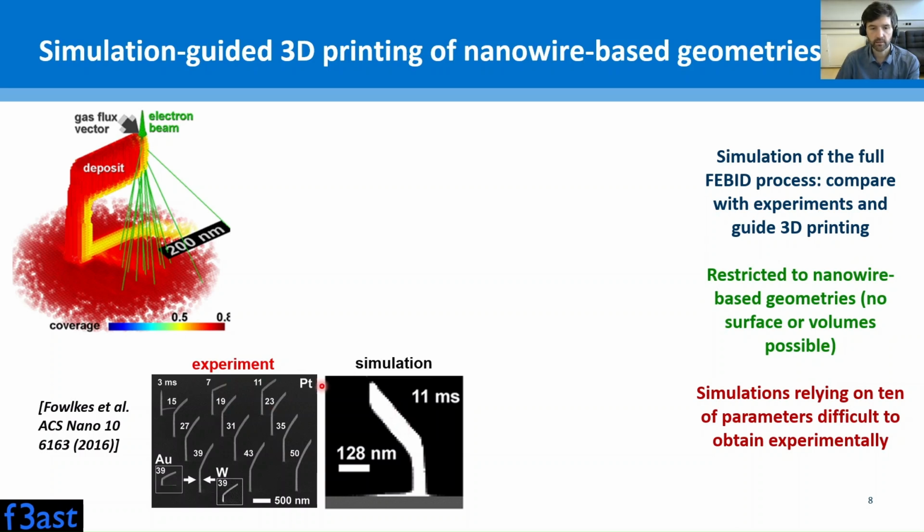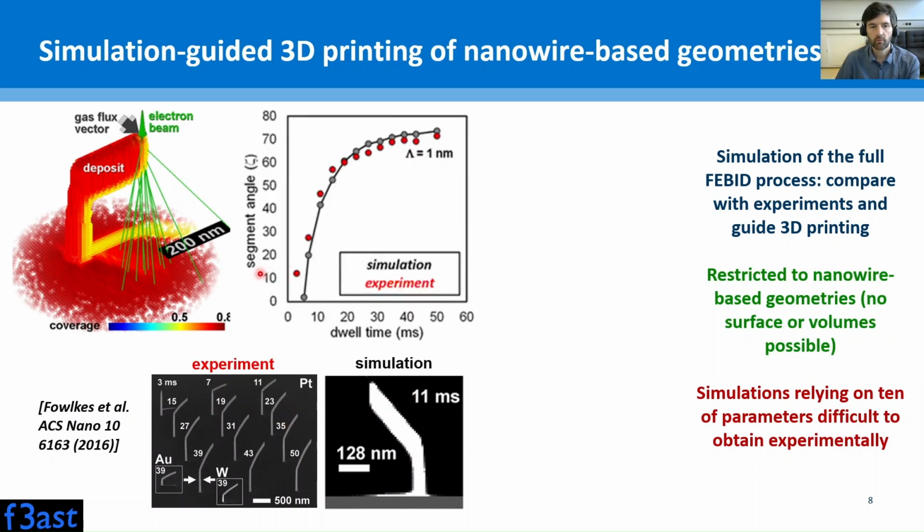to compare the experimental work and the simulations looking at the segment angle. So you can see that when you get a good agreement between experiments and simulations, that means that you are describing properly the Febit process, and therefore that can guide more complex geometries afterwards.